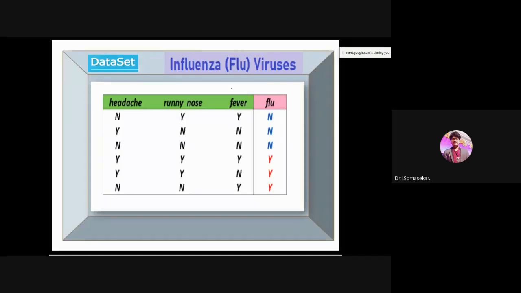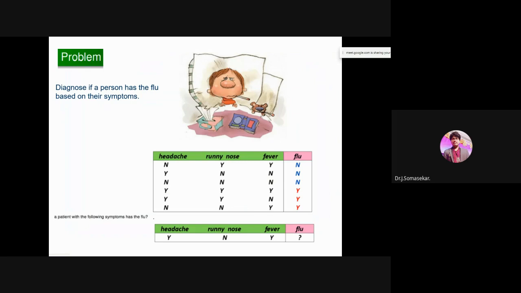Similarly, if you take flu virus, here also we have a data set: headache, runny nose, fever, and here we have the class flu or not. So this is X1, this is X2, this is X3, and these are the patients: first patient, second patient, third patient, like that. And this is the data we have. And we have an active patient, he is having headache, he is not having runny nose, he is having fever.